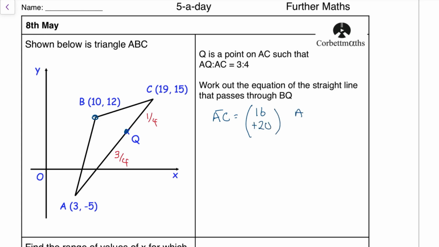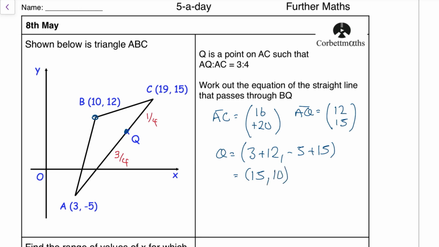Now I know, because I mentioned it above, that A to Q is 3/4 of that. So 3/4 of 16 is 12, and 3/4 of 20 is 15. Which means that Q is going to be the point A, which is 3 plus 12, and the y value, which is -5 plus 15, which means my Q is (15, 10). So I've got my Q. Notably, I've now got two values: my B coordinate and my Q coordinate. I just need the line in between.